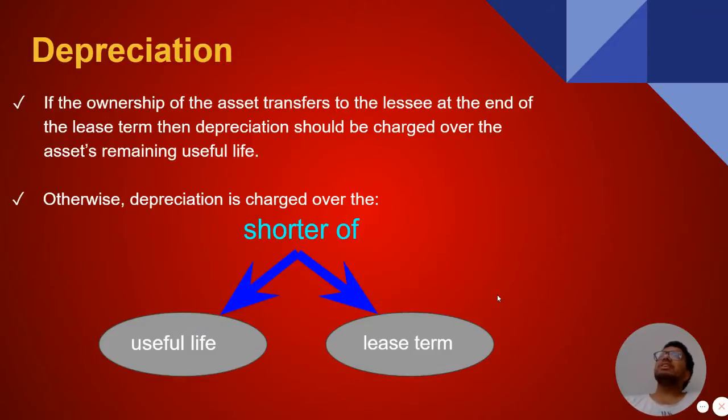How will we treat depreciation in this particular case? It will always be the shorter of the useful life or the lease term. If the ownership of the asset is transferred to the lessee at the end of the period, then the depreciation would be charged over the asset's remaining useful life, right? If it is not transferred, if it's not a finance lease, then we take the shorter of the useful life of the asset and the lease term. Whichever is shorter of these two, we will need to take that into account.